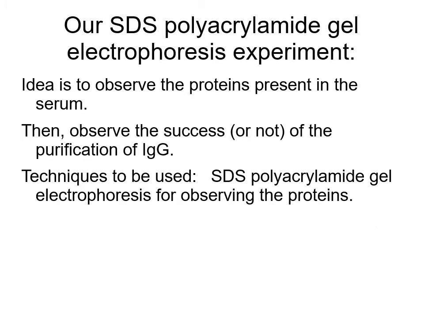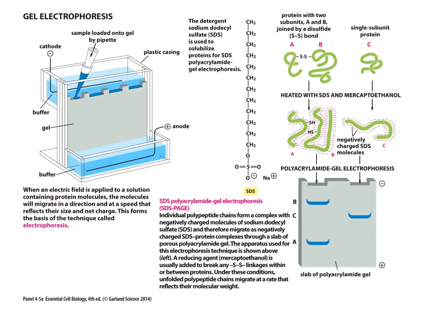Okay, so this is part 2, SDS polyacrylamide gel electrophoresis. The idea is to observe the presence of the proteins in the serum and to observe whether or not the purification of IgG was successful. Now, this technique has gazillions of applications besides this. Here's the whole procedure in a nutshell, which is from your book, and I'll come back to this again later. I'm putting it here so you can visualize what a gel looks like.